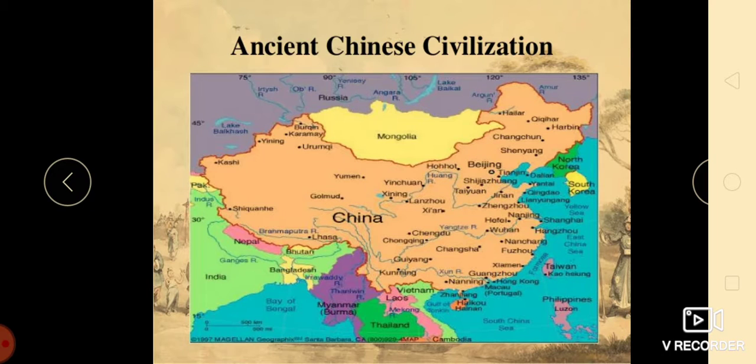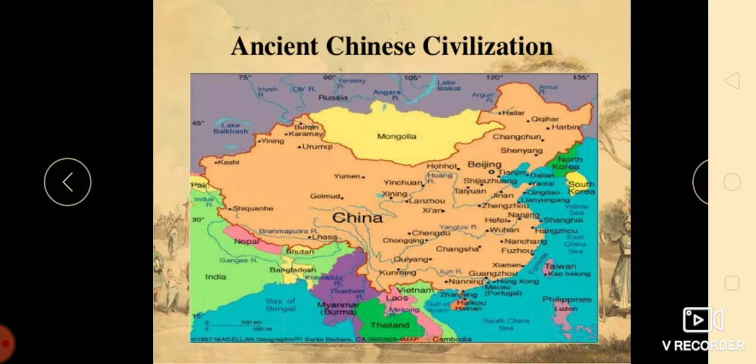Namaste students, welcome back to your history class. We were studying about the ancient civilizations of the world. We studied about the Egyptian civilization and also the Mesopotamian civilization in the last two classes. Today let us continue with the next civilization, that is the Chinese civilization.